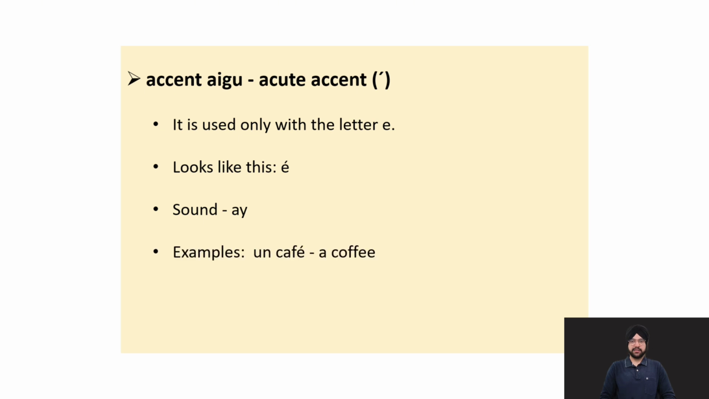For example, un café, which means a coffee. The A sound is due to the accent aigu used on the letter E at the end. Without the accent aigu at the end on letter E, the sound would be like un caf, but with its presence, it becomes un café.